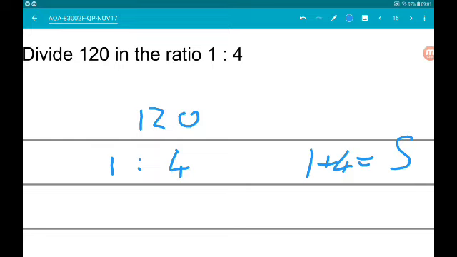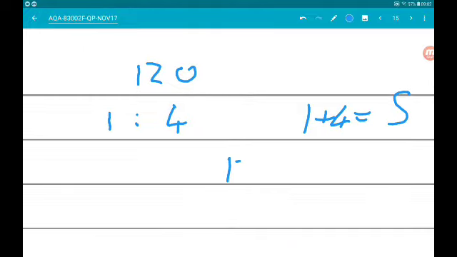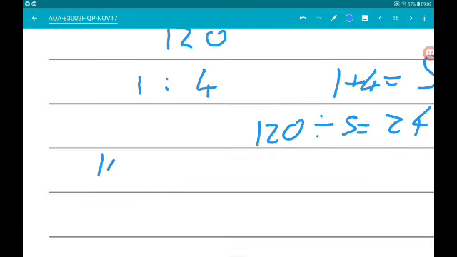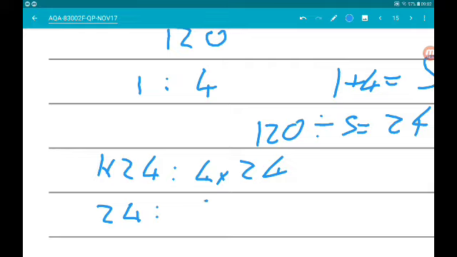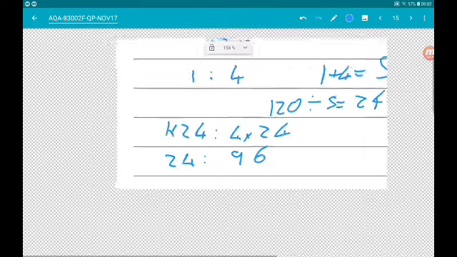Now we want to know how many times you can do that. So we need to know how many 5s are in 120. So 120 divided by 5 is 24. Now that tells us you can do that ratio 24 times. So we get 1 times 24 to 4 times 24, which is 24 to 96. Cool.